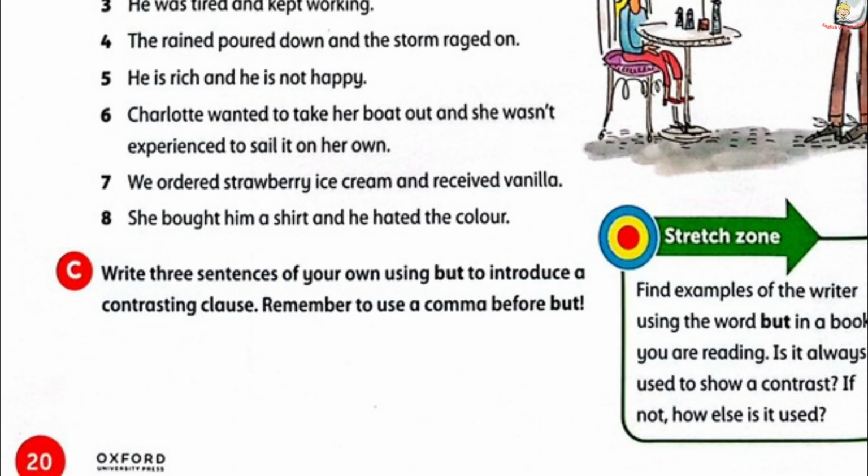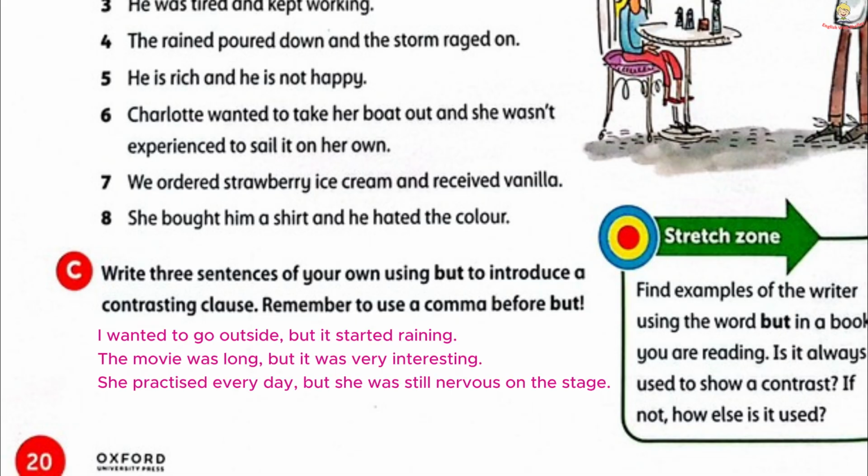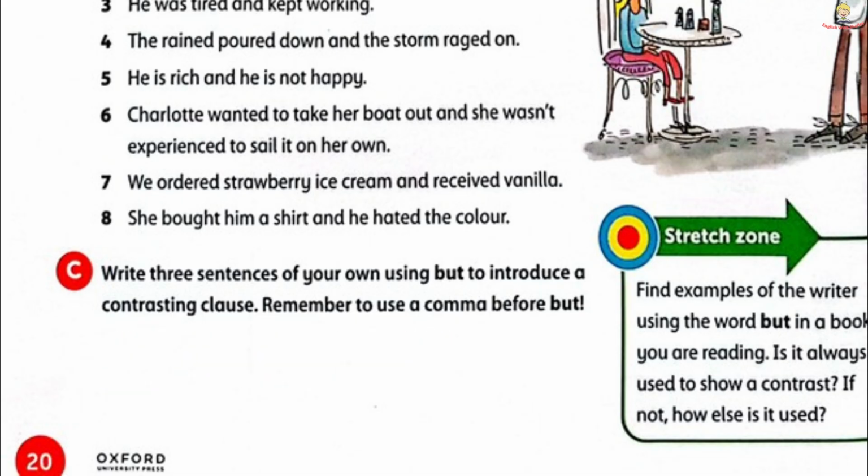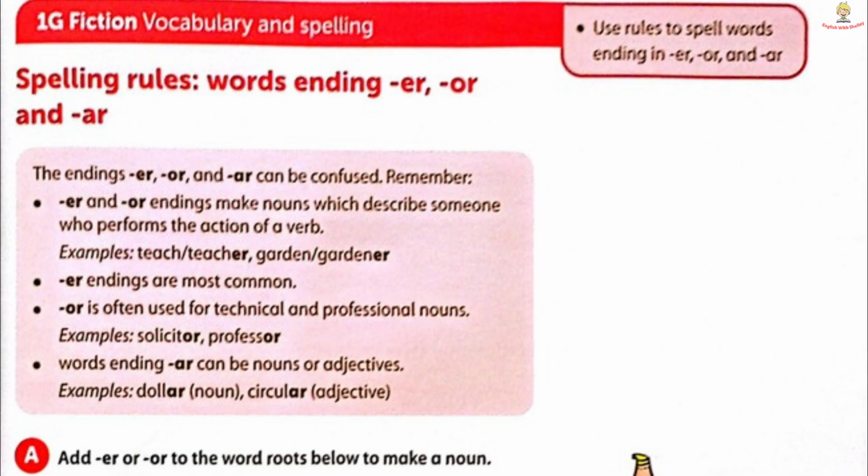Part C. Write 3 sentences of your own using but to introduce a contrasting clause. Remember to use a comma before but. So here are the sentences. There is a stretch on the page. Find an example of the writer using the word but in a book you are reading. Is it always used to show a contrast? If not, how else is it used? So you have to do this in class. Now move to the next page.